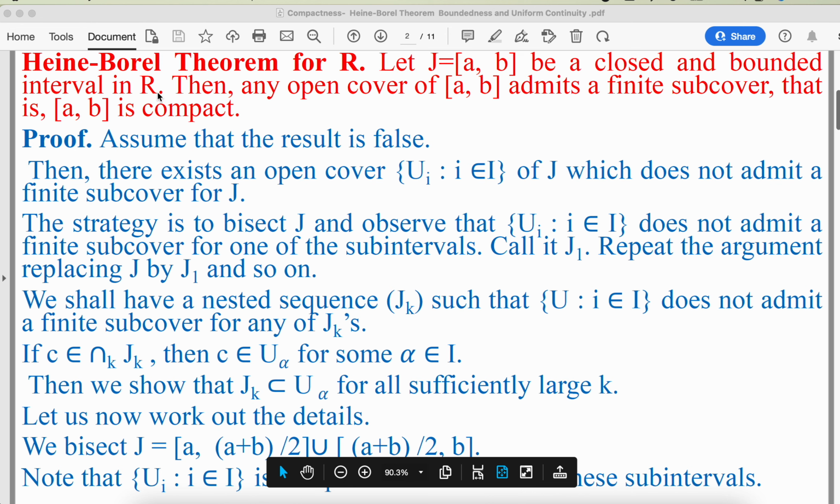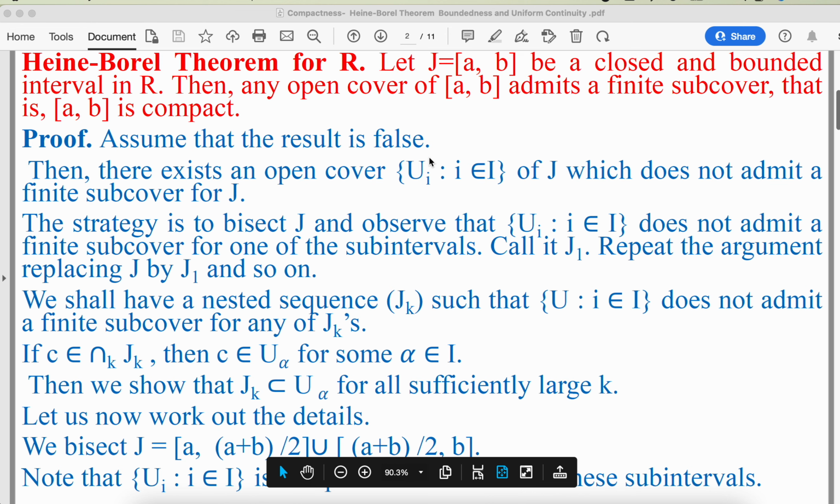We know by the definition of compactness that a set is said to be compact if its every open cover admits a finite subcover. Suppose this theorem is false, meaning an open cover of [a, b] does not admit a finite subcover. Suppose we assume that U_i, where i belongs to some indexing set, is an open cover of the closed interval [a, b], and we assume that it does not admit a finite subcover.